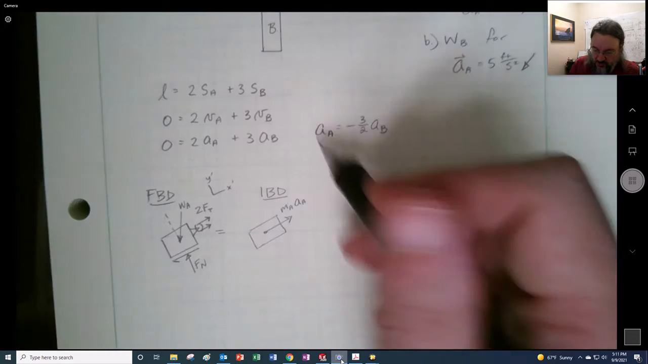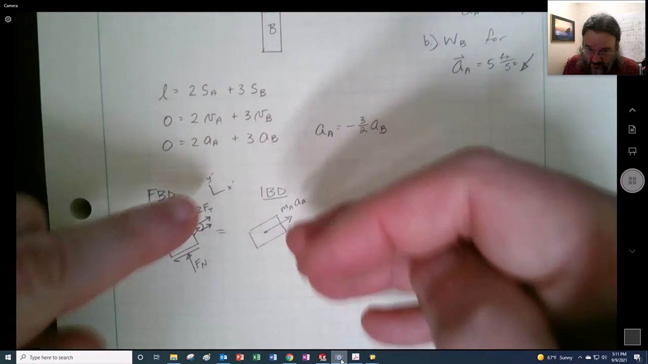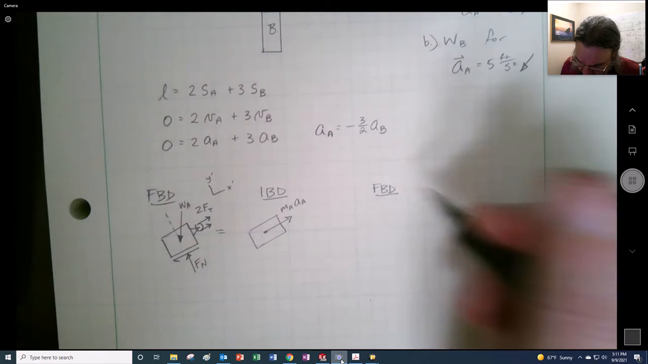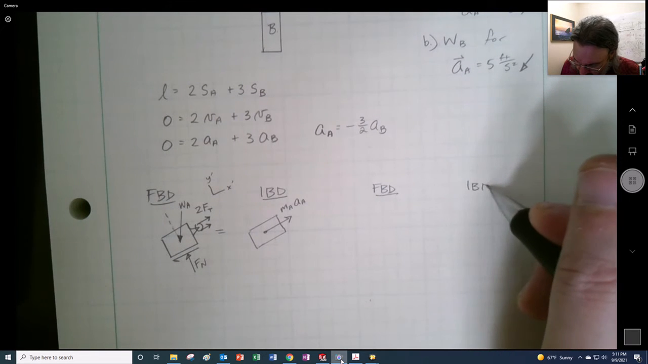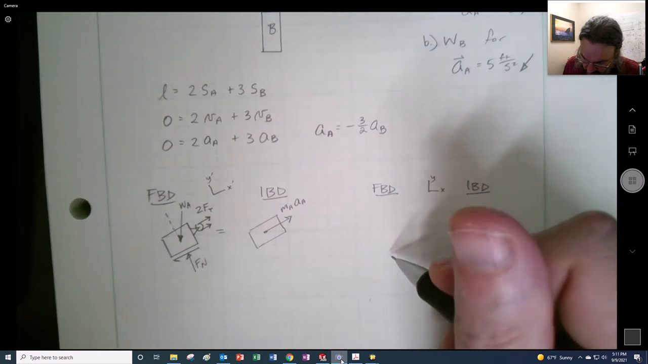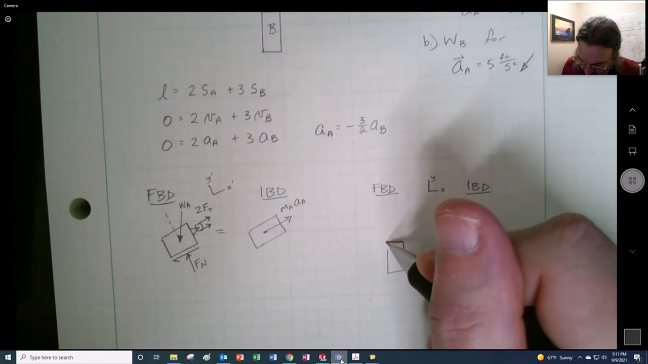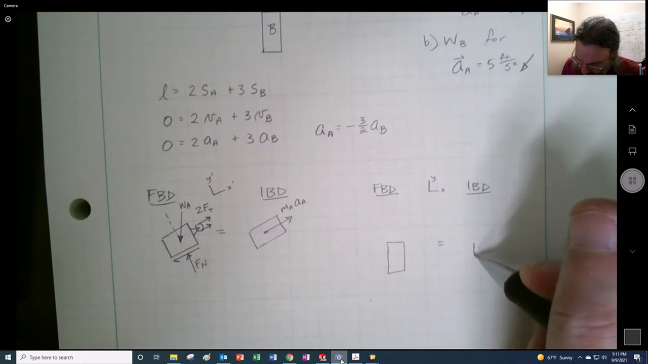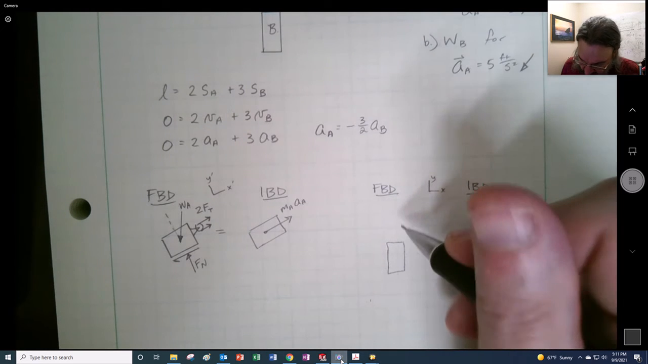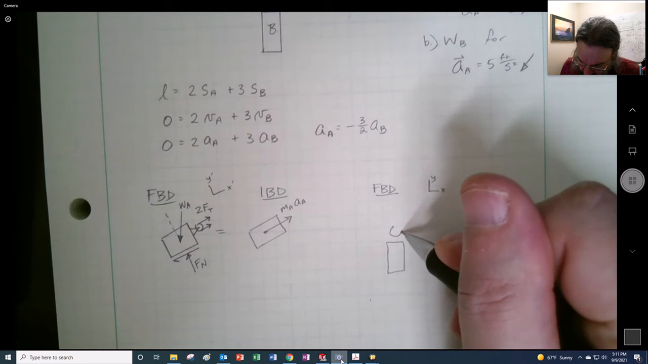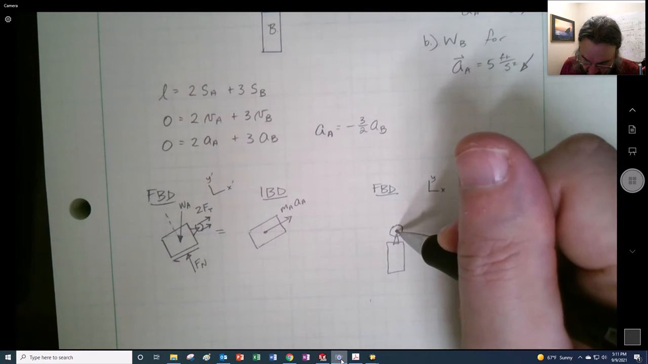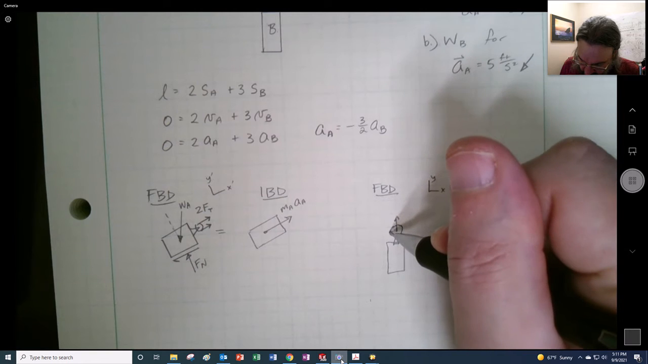I think I will do B to the side over here, and then I'll do all the work underneath them. So I do my FBD and IBD. In this case, we have an XY, and we will have a free body diagram and an inertial body diagram. And this guy right here, we will chop him up, and we're going to pretend like all three are directly upwards.